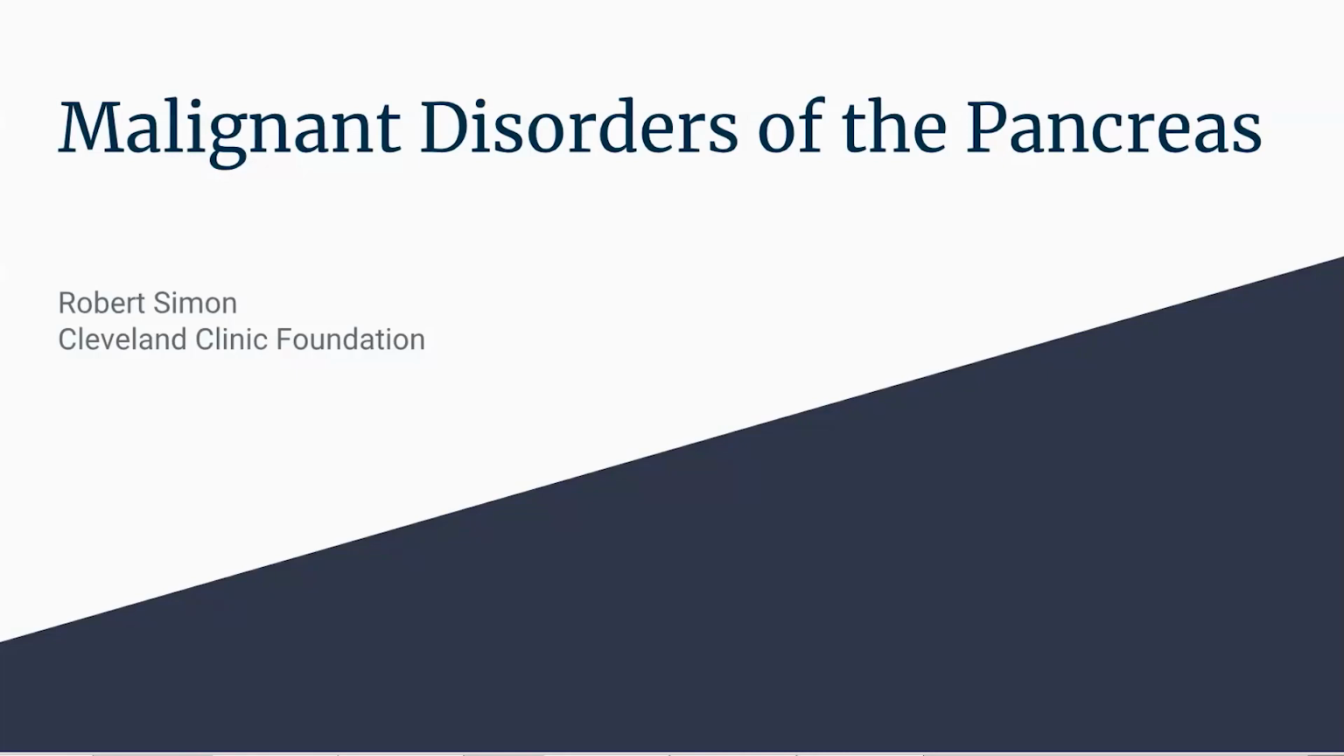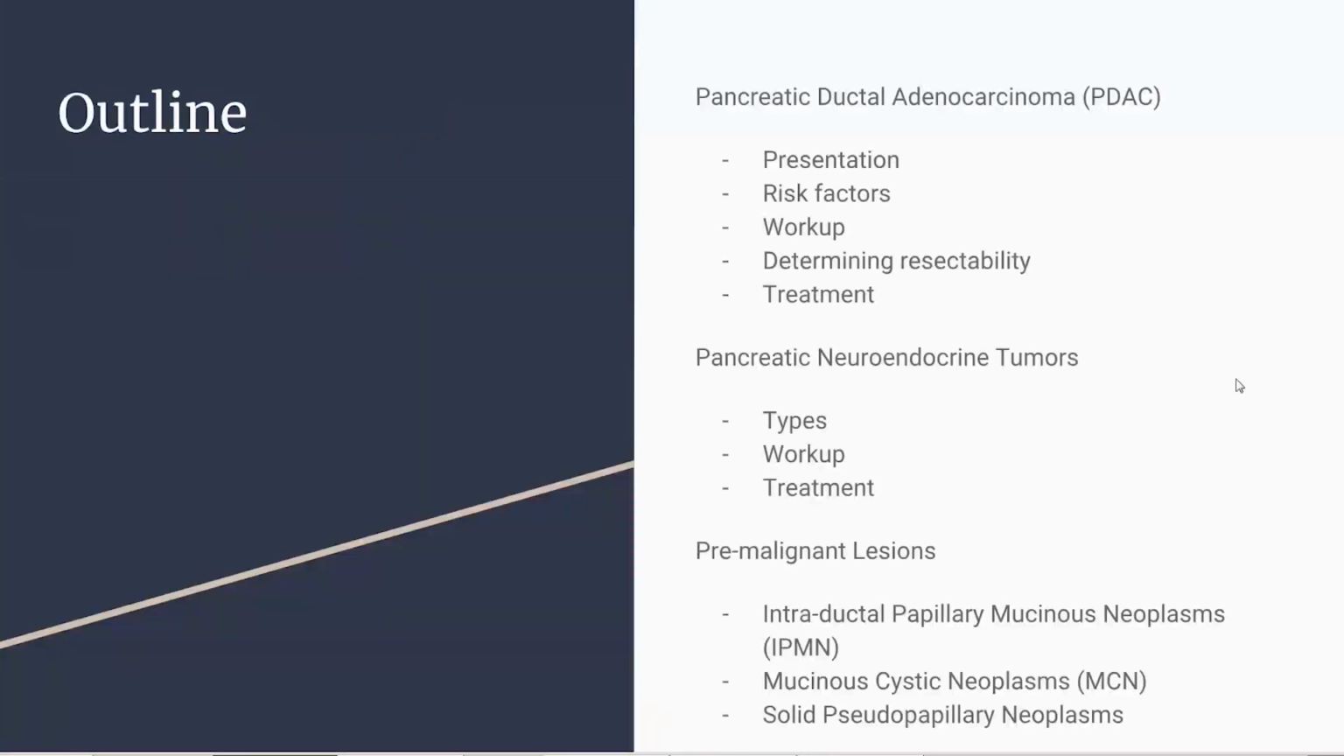So my name is Robert Simon from the Cleveland Clinic. I'm going to be discussing malignant disorders of the pancreas today. I have nothing to disclose.